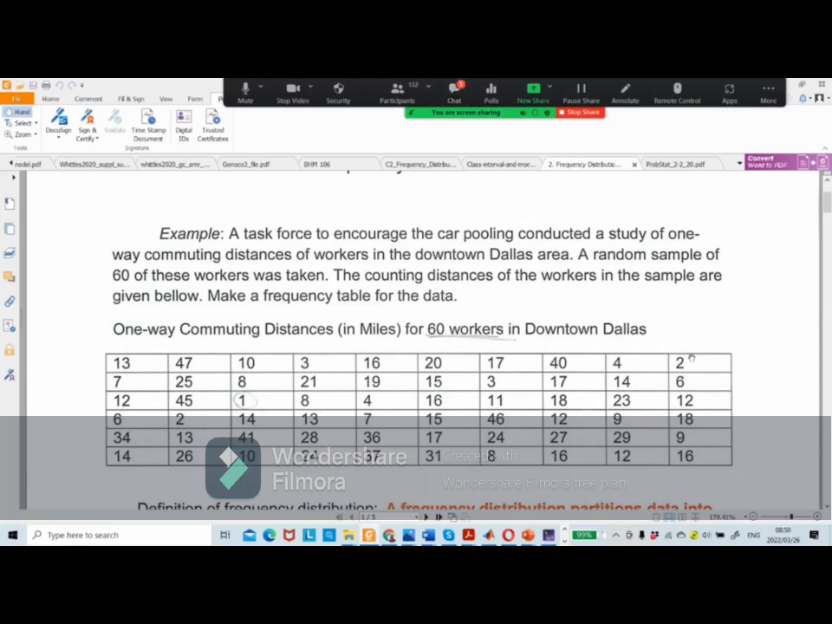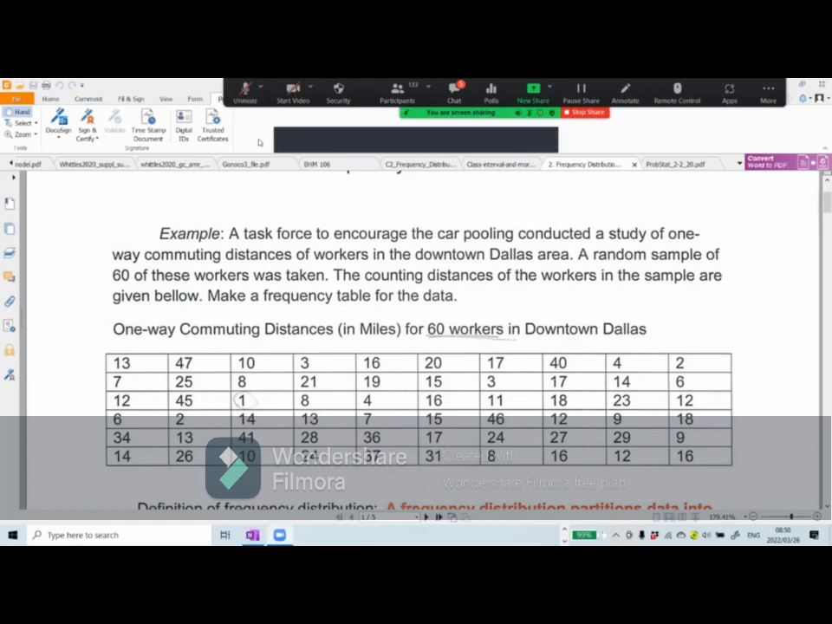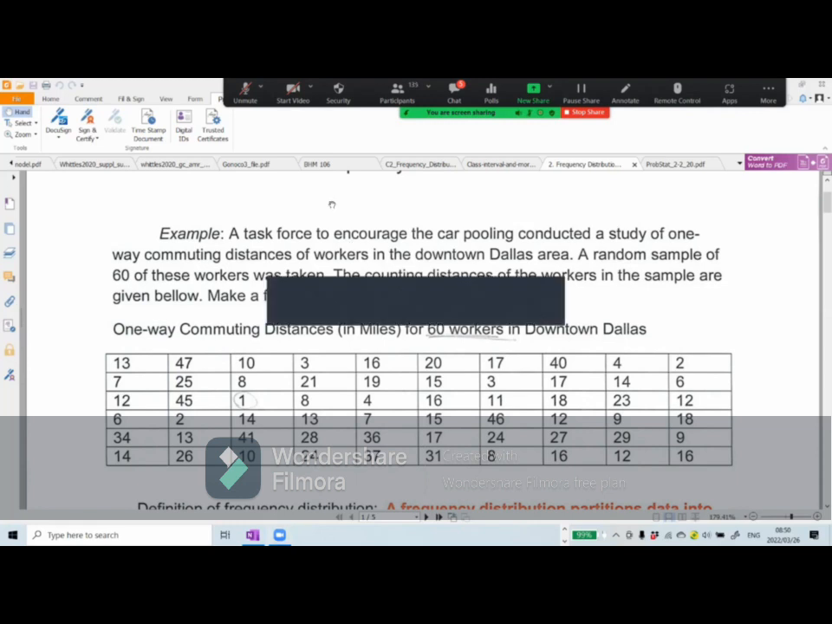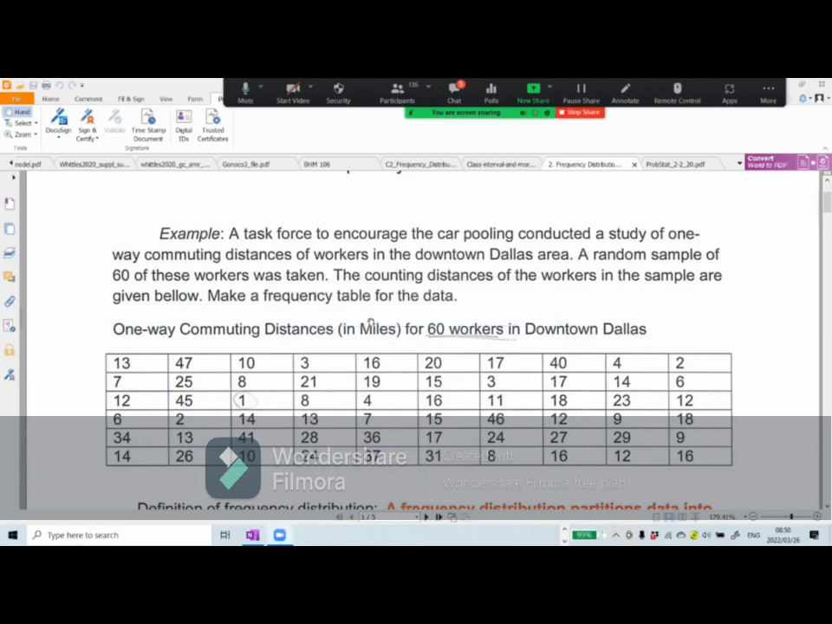Okay, sir. Thank you. Let's quickly copy the data. 25. Sir, please, it's not there. What's the page? Thank you. What page, please? It's not there. This is not your course material. Write the data down.